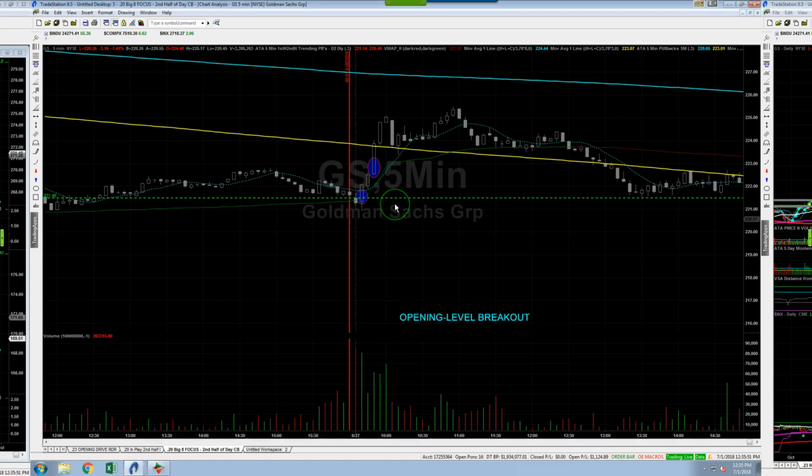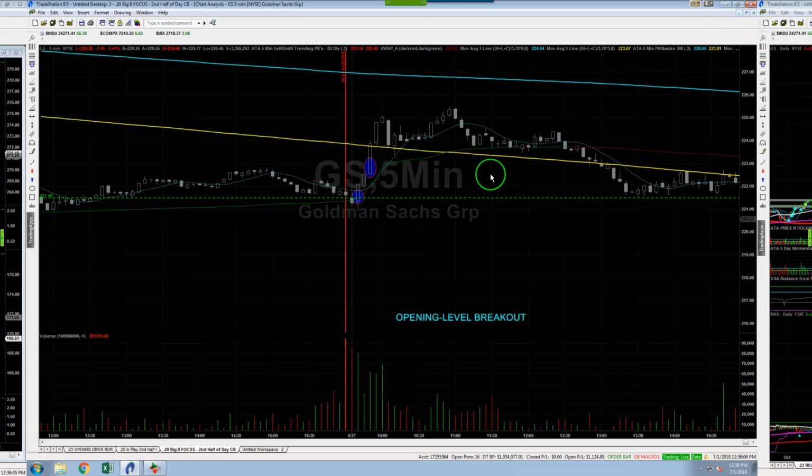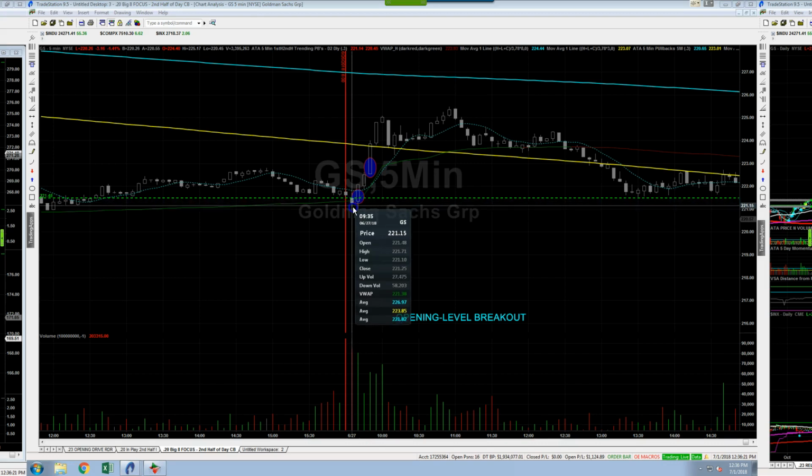So this is the opening level breakout, guys. As you can see, these are 5-minute candles right here. We opened right here on this bar, guys, at 221.48. And immediately we began to fade from the open. Unlike the Qs, which we checked previously, those opened up and continued to trade higher. Here in Goldman, guys, in these two trades, we open up right here, 221.48, and then the stock begins to immediately fade.